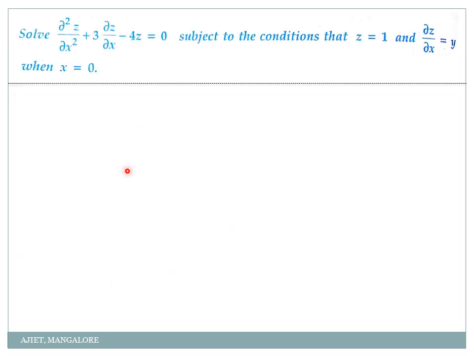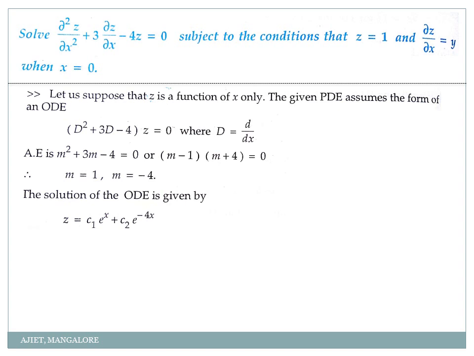Okay. ∂²z/∂x² = a²z, given that when x is 0, z is 0 and ∂z/∂x is equal to a sin y. So first, what to do? Which is a variable and which is a constant? My suggestion is, if you identify variable and constant properly, it is well and good in the problem. So in ∂²z/∂x², my variable is x and constant is y here.